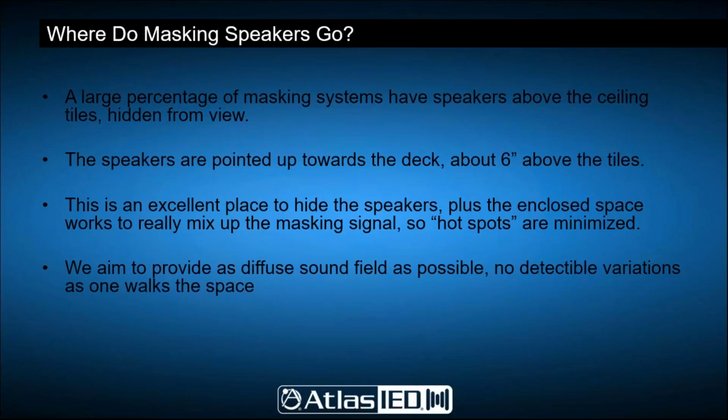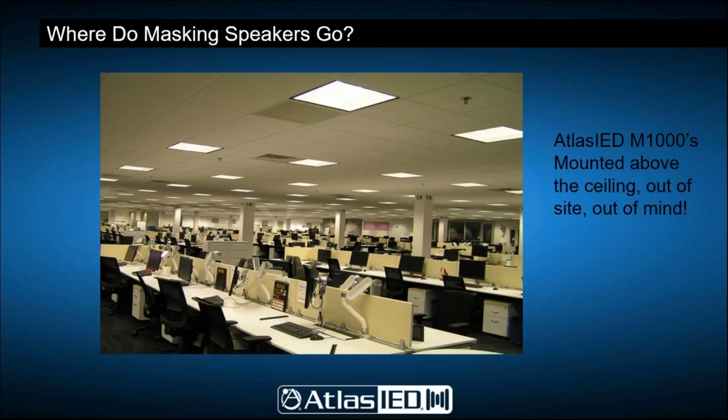Having speakers above the ceiling grid is an excellent place to hide the speakers, plus the enclosed space works to really mix up the masking signals so hot spots are minimized. Hot spots are very unfortunate for sound masking. If you start walking in and out of sound masking fields, it's going to be very noticeable to the staff, and it's going to cause probably more harm than good. We aim to provide as diffused a sound field as possible, so no detectable variations as one walks the space.